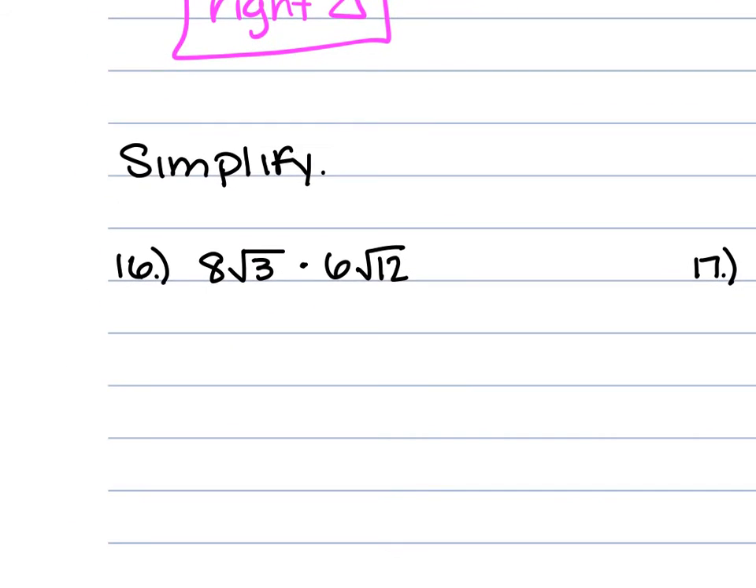For 16, we are simplifying these. So we have 8 square root 3 times 6 square root 12. This is going to give us 8 times 6, which is 48. Square root 3 times 12, which is 36. The square root of 36 is 6. So it's 48 times 6, which gives us 288.